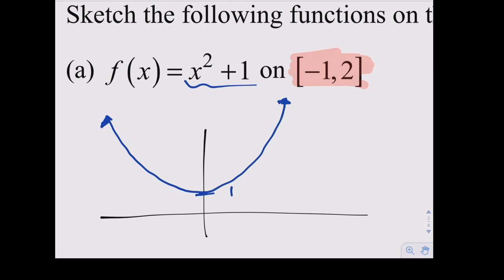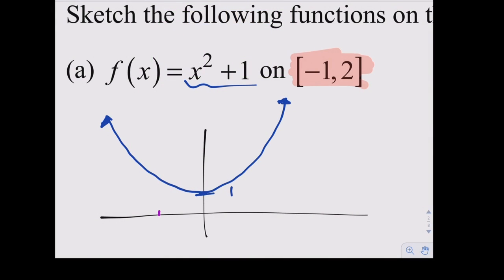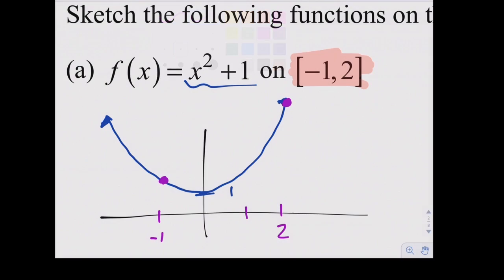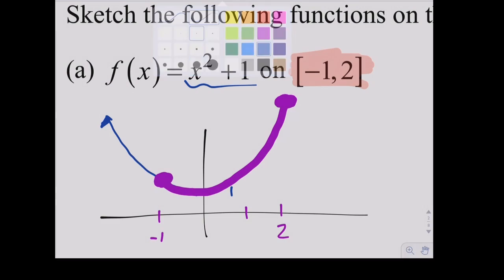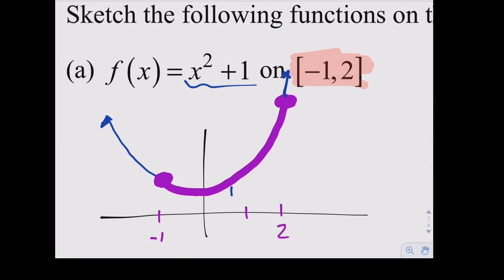It looks good enough. Now, the interval is kind of important. We're looking from -1 to 2. So I think I am going to highlight, or at least trace over in a different color, the piece of the function that I'm interested in. I don't want to be lured or distracted by other parts of this graph that aren't in the interval that's being specified.